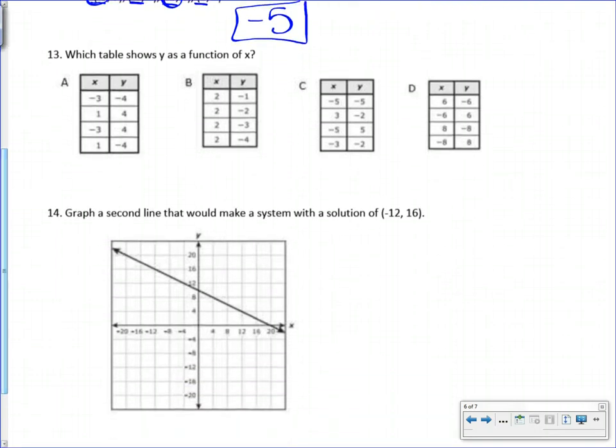Number 13. Which table shows y as a function of x? That's a fancy way of saying which of these tables is a function. So look at your x's. So here we have -3, 1, -3. Because this -3 is repeated twice, not a function. Letter B. All of my x's are 2's, not a function. Letter C. We have -5, 3, -5, not a function. Letter D, we have 6, -6, 8, and -8. All of my x values are different, so letter D is a function.